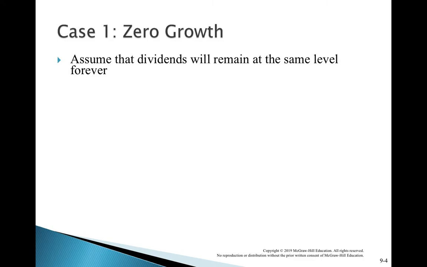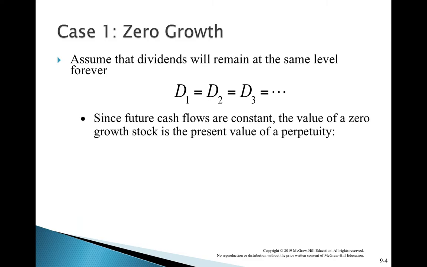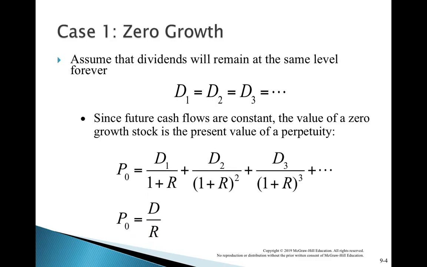Assume that dividends will remain the same forever, no growth. That means D1 is equal to D2 is equal to D3. If the dividend is $2 current year, $2 next year, $2 next to next year, and it will be forever, it is a perpetuity. You know the present value of a perpetuity from the time value of money. What is the present value of a perpetuity? That is equal to cash flow divided by the cost of capital. The cash flow here is the dividend, divided by the cost of capital R, will be the price of the stock. It is too straightforward. So zero growth, case 1, is too straightforward.